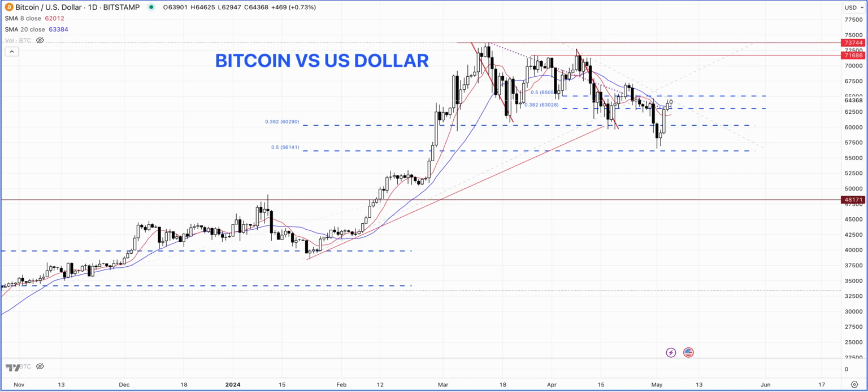And also we have this little trend line here, which was actually broken. So that's good news. So really watching for this one.